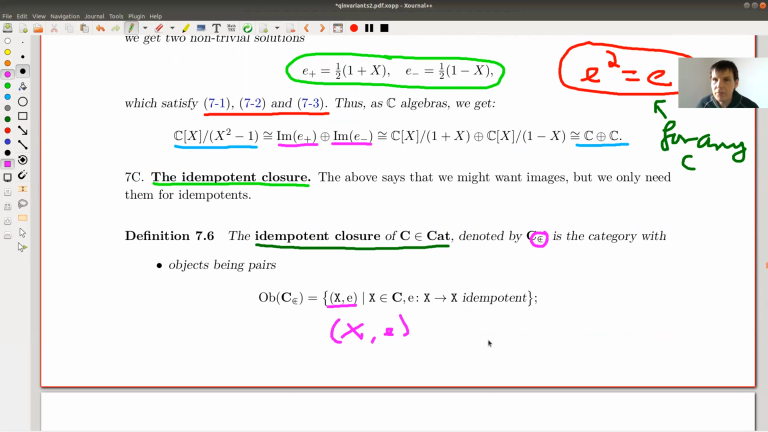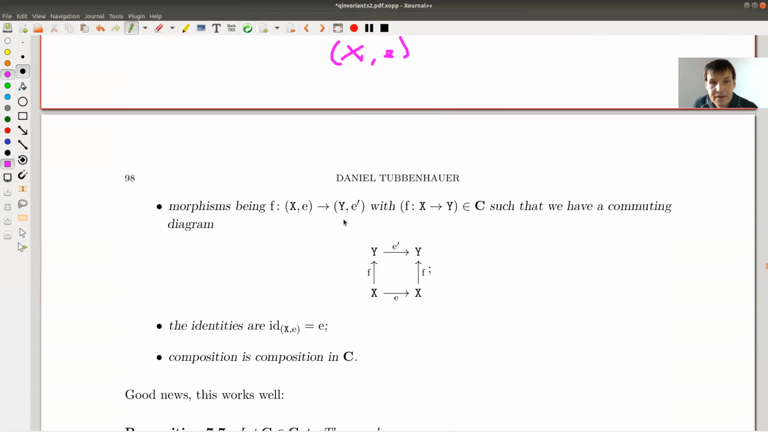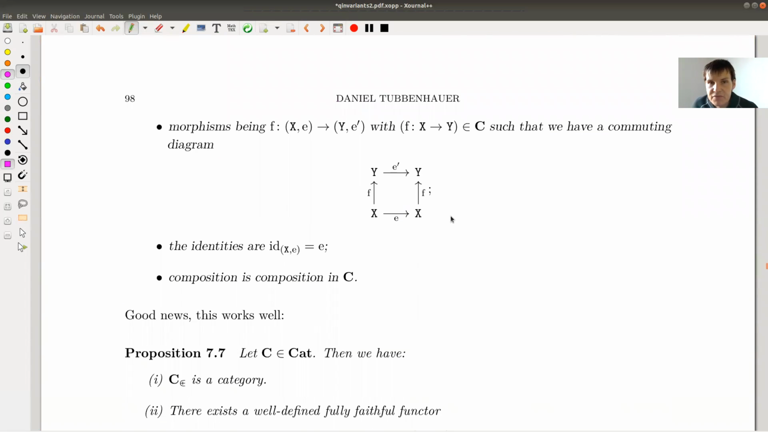That's it. So for each object, you also choose an idempotent. And the tricky part will be to find the objects, basically, to find all idempotents. So objects are colorings of old objects with idempotents, if you want to think of it like this. And you have a compatibility condition for morphisms. It's exactly what you think it should be.